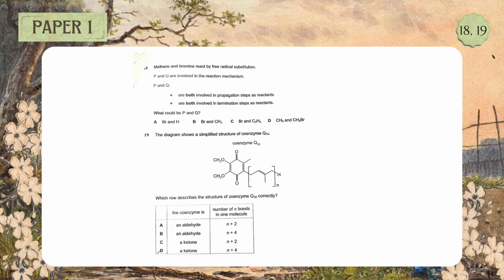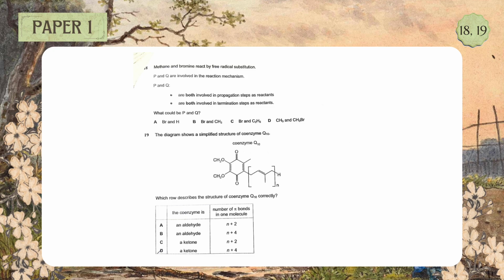Question 19. First, look at the functional group in the ring. We have two carbonyl groups directly bonded to other carbons within the ring. That makes it a ketone, not an aldehyde. This narrows our options down to C or D. Now let's count the total number of pi bonds. Every double bond contains exactly one pi bond. Inside the main ring, we have two C=O double bonds and two C=C double bonds, which gives us 4 pi bonds right there.